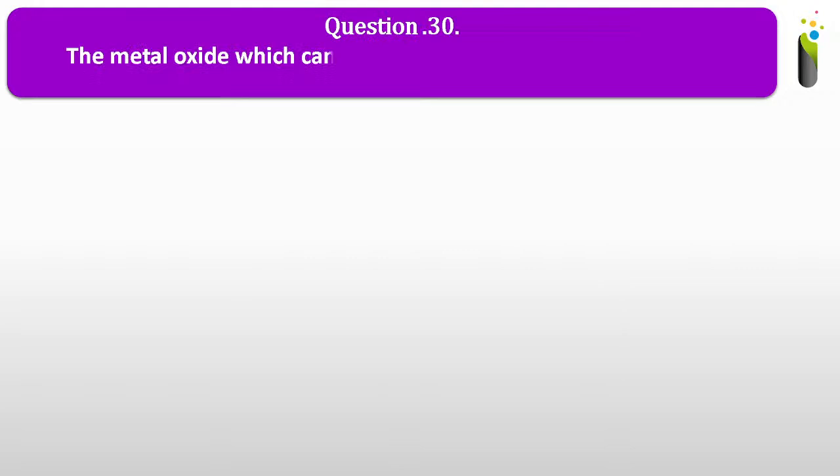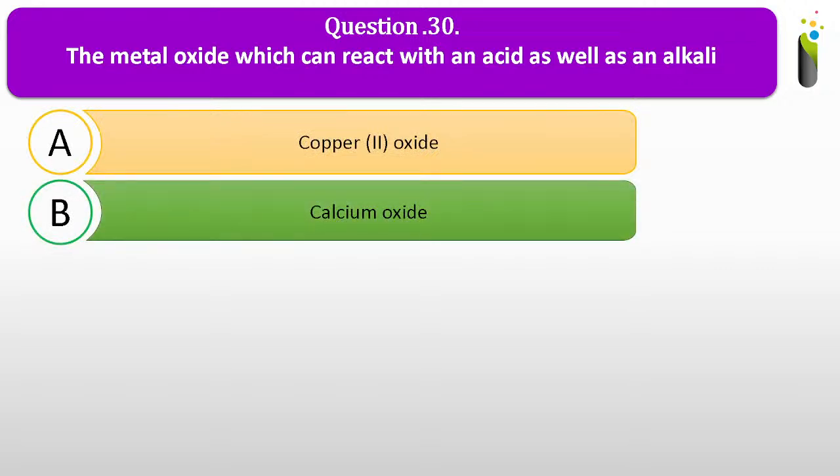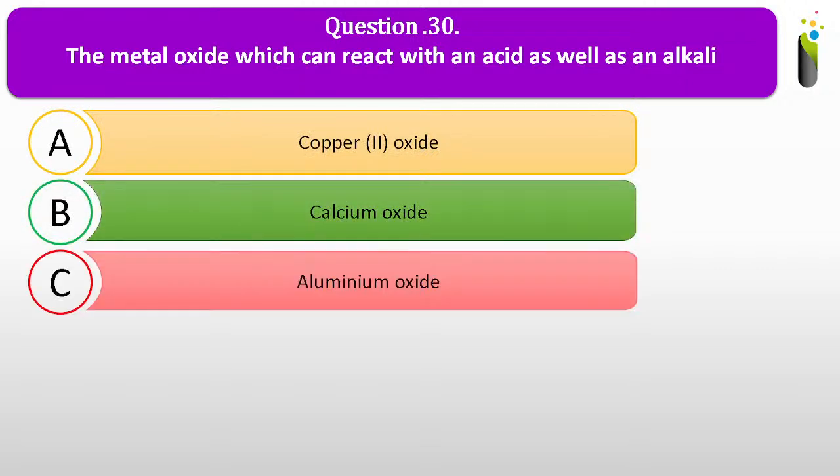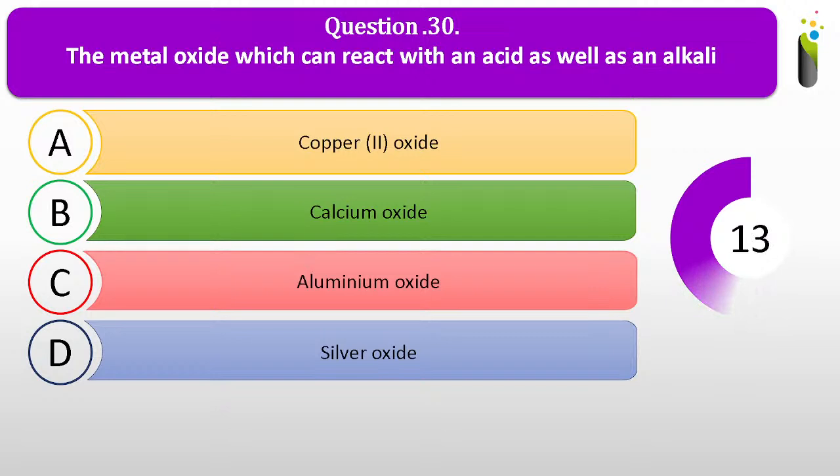The metal oxide which can react with an acid as well as an alkali is dash. A. Is it copper 2 oxide? B. Is it calcium oxide? C. Is it aluminium oxide? D. Is it silver oxide? So answer me question number 30.